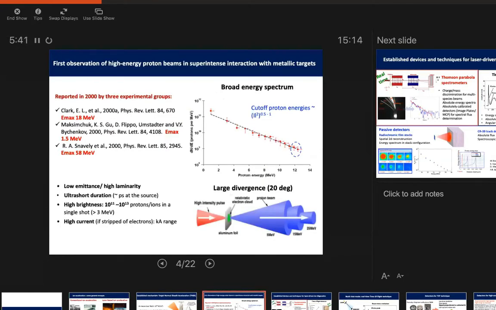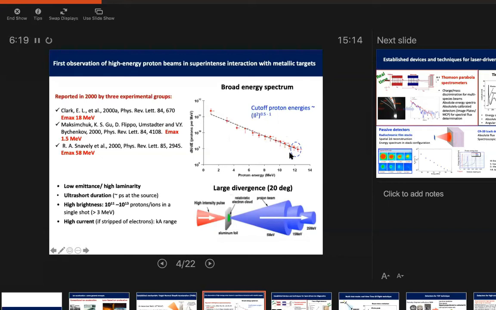In fact, the protons that are accelerated with this mechanism have a very wide energy spectrum. This is a typical spectrum coming out from this kind of interaction. It is a continuous energy spectrum, typically exponentially decreasing, with a cutoff, so a maximum energy, which depends on the laser and target characteristics, mainly on the high intensity of the laser.